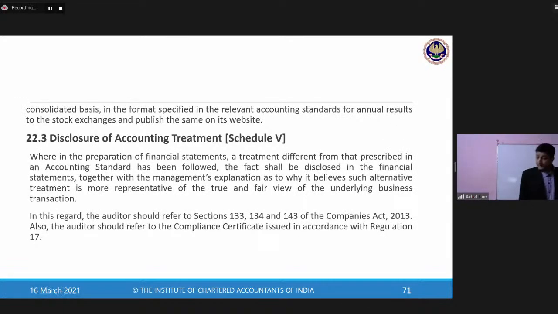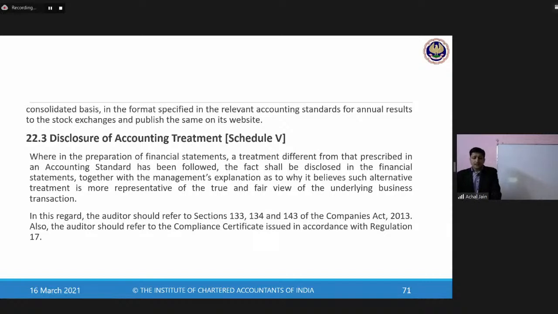Disclosure of accounting treatment. Now, as regards disclosures of accounting treatment, wherein in the preparation of financial statements a treatment different from the one prescribed by accounting standards has been followed, the fact should be disclosed in the financial statements together with management's explanation as to why it believes such an alternative treatment is more representative of the true and fair view of the underlying business transaction.